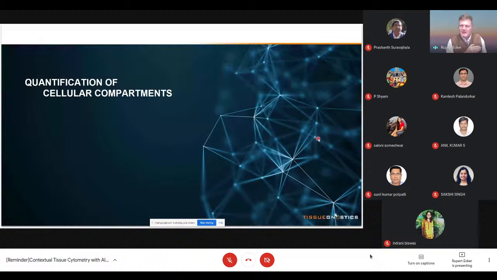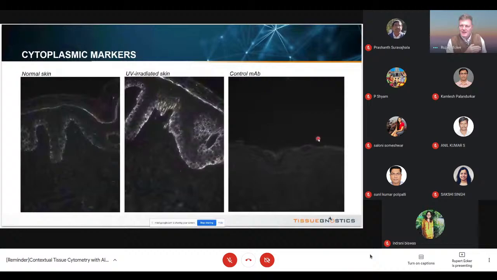What happens if our molecule is not expressed in the nucleus, or not only in the nucleus, but also, or maybe only in the cytoplasm, which we see here? This is an example from skin cancer research. We see here two biopsies. The first one is a biopsy of normal skin, and the second biopsy was taken after UV radiation, so after sun bathing. The marker under investigation is called COP1, but that's irrelevant. We're talking not about the biology, but about the methodology to quantify these cells.